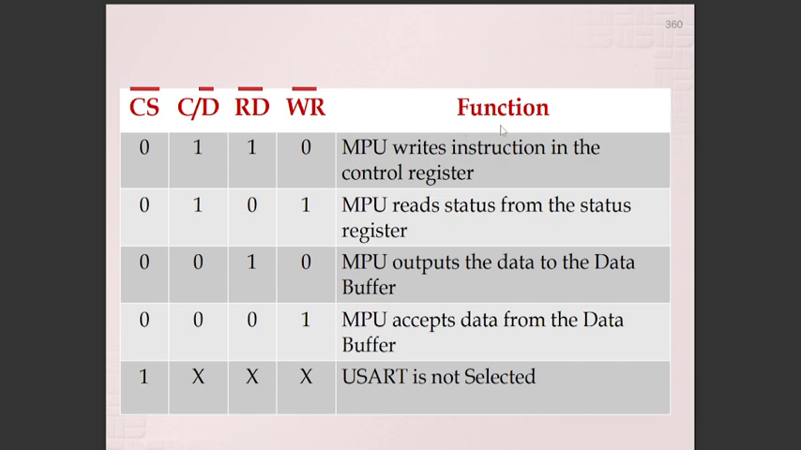Coming to these functions, when CS bar is 0, C/D bar is 1, RD bar is 1 and WR bar is 0, the MPU writes instructions in the control register. When it is 0101, the MPU reads status from the status register. When it is 0010, the MPU outputs the data to the data buffer. When it is 0001, the MPU accepts data from the data buffer. When CS is 1, whatever C/D bar, RD bar or WR bar is, 0 or 1, these are don't care conditions. Whenever CS bar is 1, the USART is not selected.